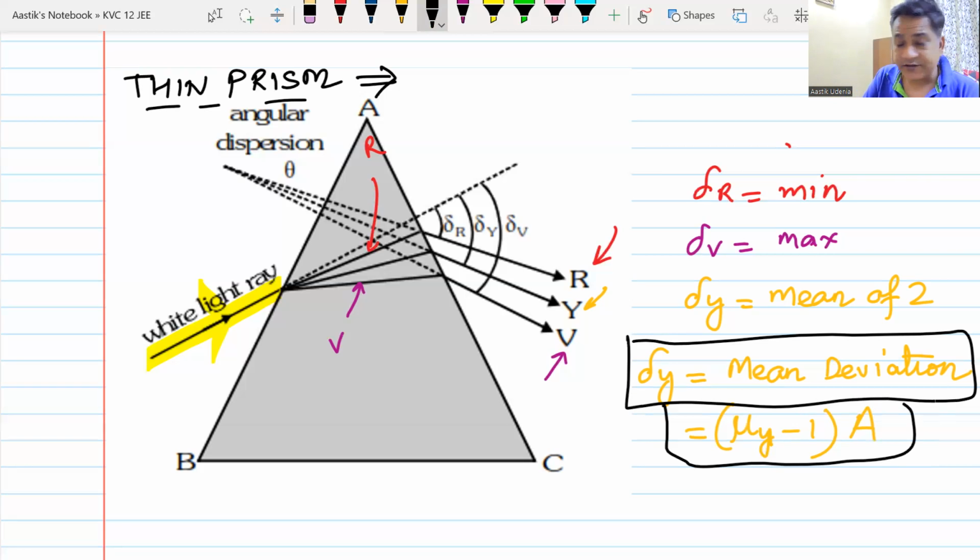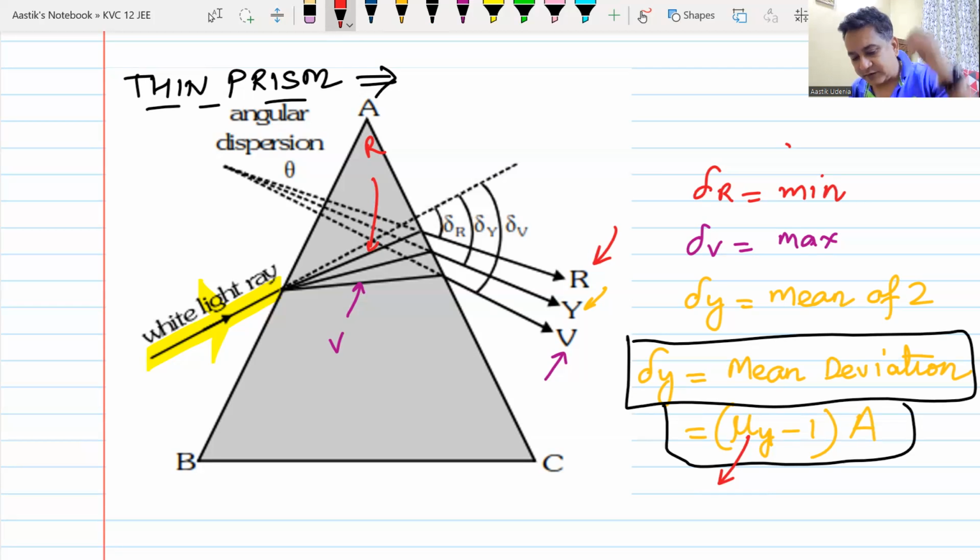Everyone is getting this point? What happens is, in a problem, mu y is not given. Mu r and mu v are given to you in the problem. Sometimes they will give you mu y also, but many times they will not. If they don't give you the value of mu y, there is a very simple way of calculating it.